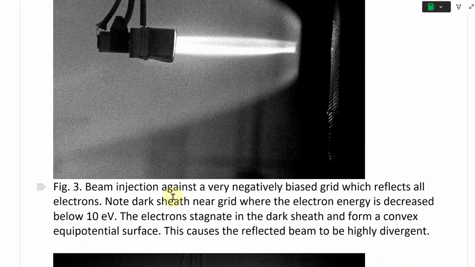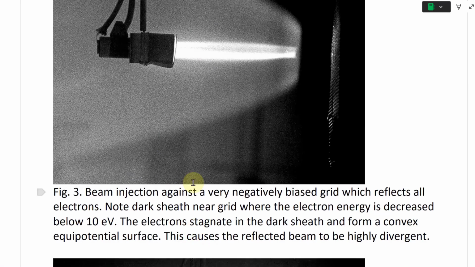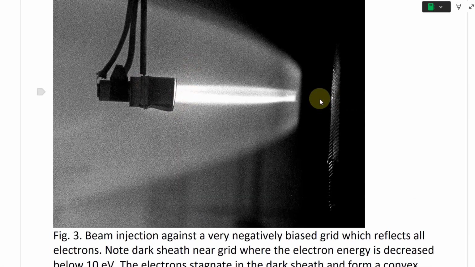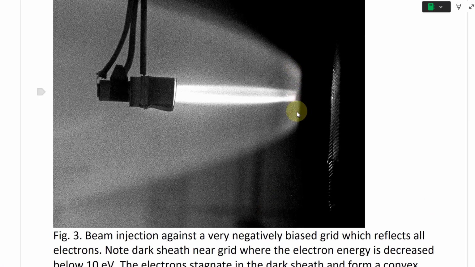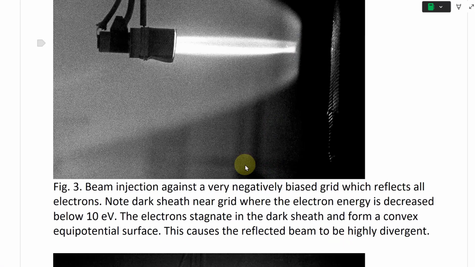So beam injection against a very negatively biased grid, which reflects all electrons. So it's because electrons are negative, hit a negative, and it reflects a lot. No dark sheath near the grid, where the electron energy is decreased below 10 electron volts. This is a dark sheath near the grid. I think this is what it means right here, the dark one. I'm not sure what that is.